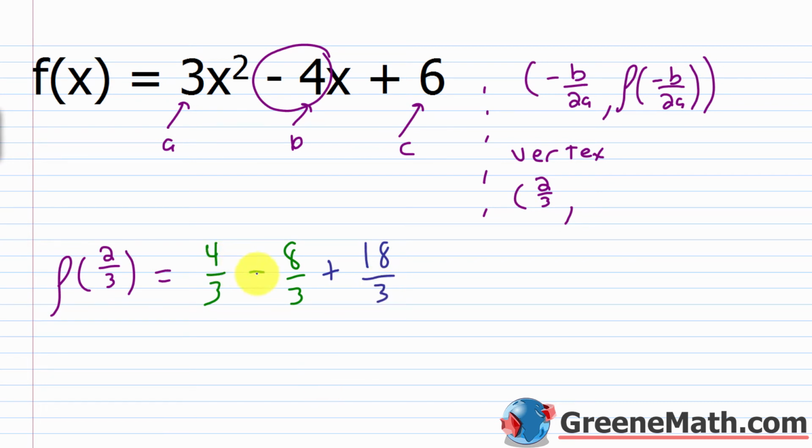And then I could say 4 minus 8 is -4. -4 plus 18 is 14. So this would end up being 14/3. So f of 2/3 equals 14/3. And that's going to be my location for y for that ordered pair. So the vertex occurs at the point 2/3, comma, 14/3.